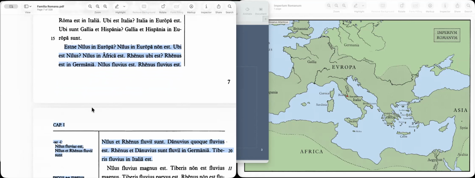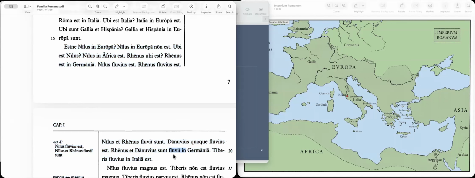Esne Nilus in Europa? Nilus in Europa non est. Ubi est Nilus? Nilus in Africa est. Rhenus ubi est? Rhenus est in Germania. Nilus fluvius est, Rhenus fluvius est. Nilus et Rhenus fluvii sunt. Danuvius quoque fluvius est. Rhenus et Danuvius sunt fluvii in Germania. Tiberis fluvius in Italia est. Very good.